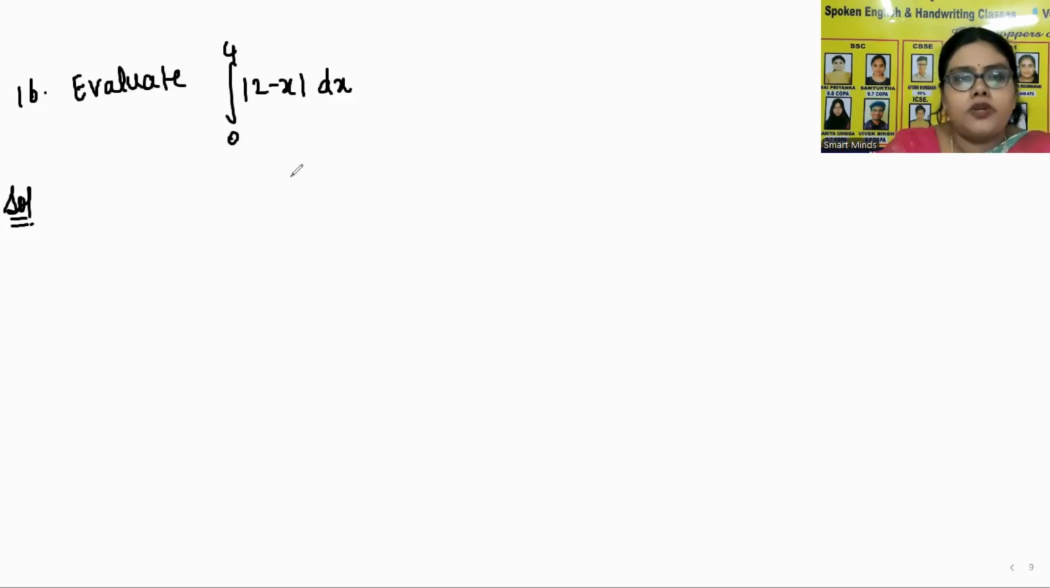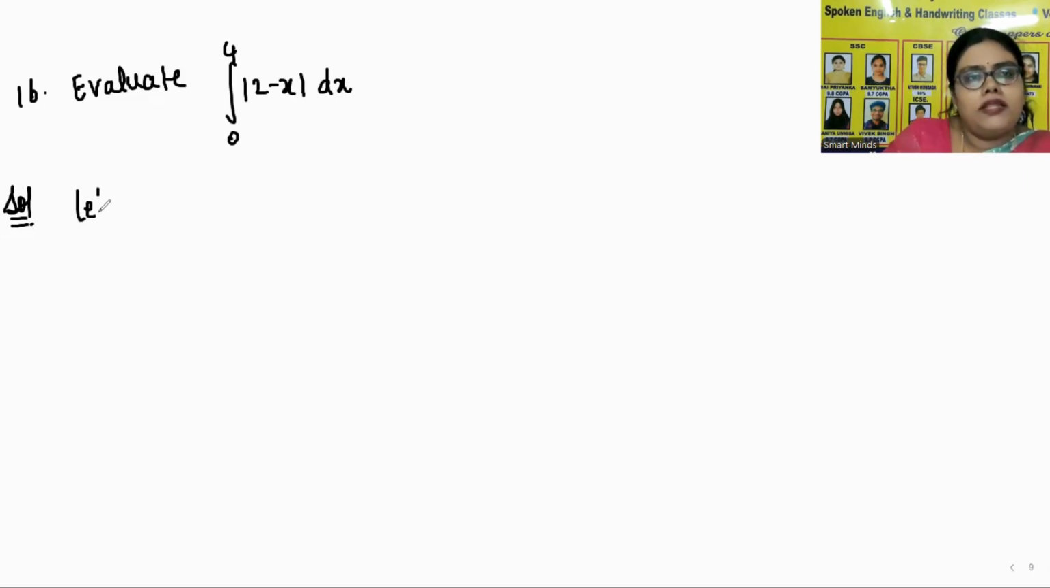Now take the next question. Evaluate integral 0 to 4, mod 2 minus x. Now tell me, for what value of x will 2 minus x become 0? So if x is equal to 2, then 2 minus x will become 0. That means we can split this integral from 0 to 2 and then from 2 to 4.